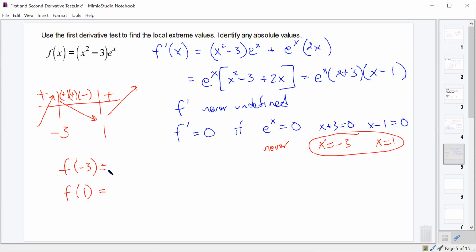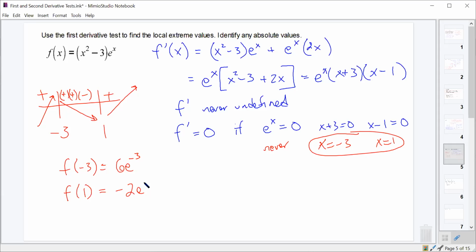So what's f of -3? -3 squared is 9, right? Minus 3 is 6. So 6e to the -3rd power. And what about if I plug in 1? That's 1 squared is 1, minus 3 is -2, times e to the first, so -2e. Everybody good with that? Yeah. All right, cool.